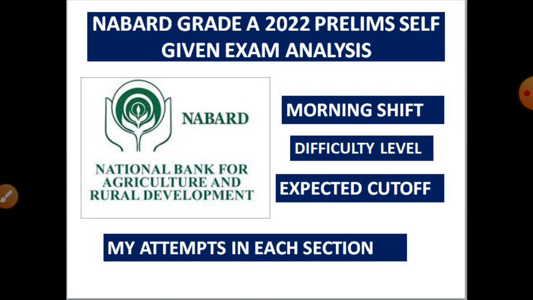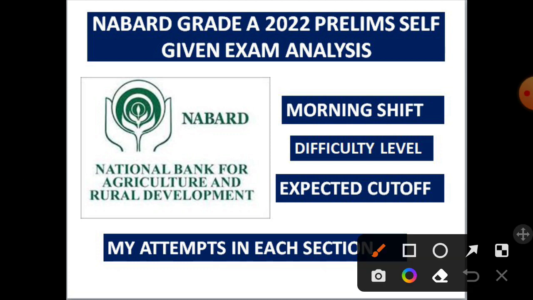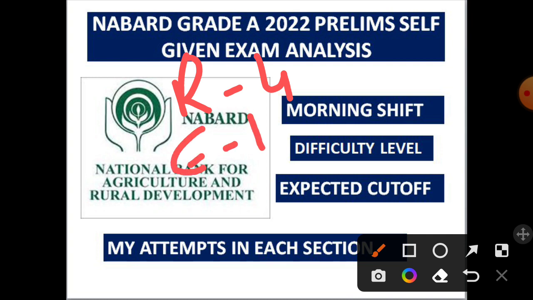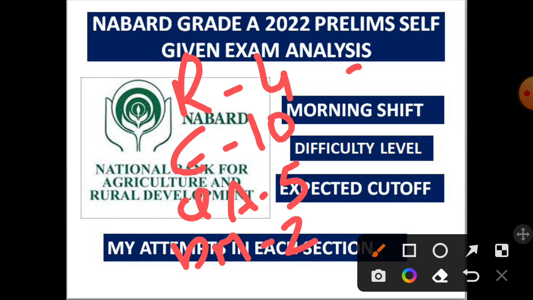And don't worry about sectional cutoff. I'll repeat it again. For reasoning it is 3.75 or 4, and for English it was 10 or 11, and quantitative aptitude it was 5, and decision making it was 1.75, and computer it was 3.25 or 3.75. So don't worry about this section. If you clear the sectional cutoff, then it's more than sufficient.